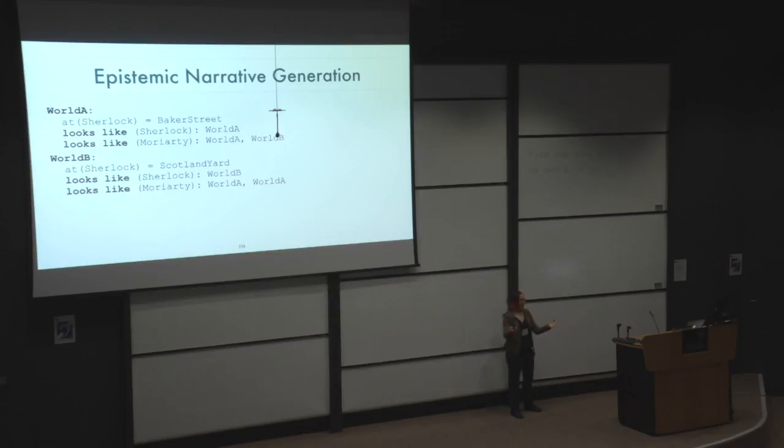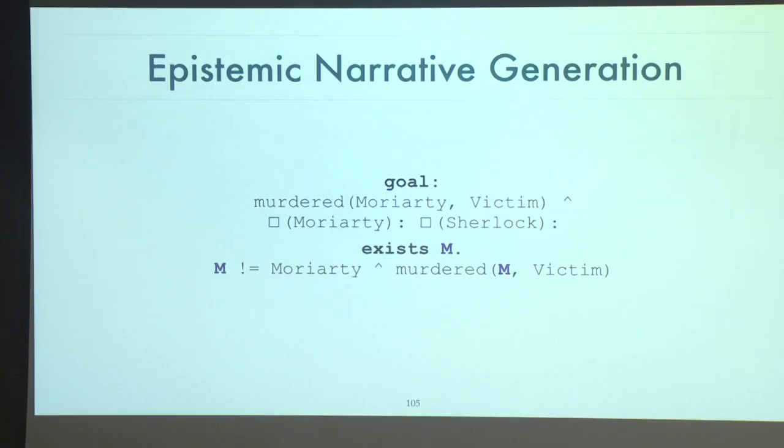If this world were in fact the case, then Sherlock would know that it's the case, so he knows the whole world. And Moriarty still, oh, that's a typo, apologies. Moriarty still believes that World A or World B is possible. We can also set up the operators in this world, which are not particularly interesting.